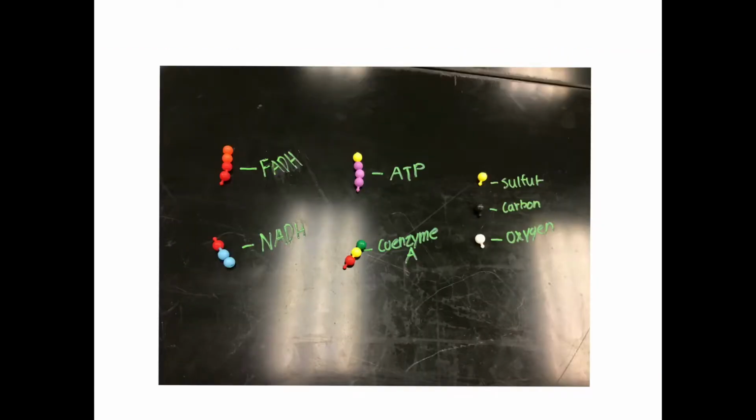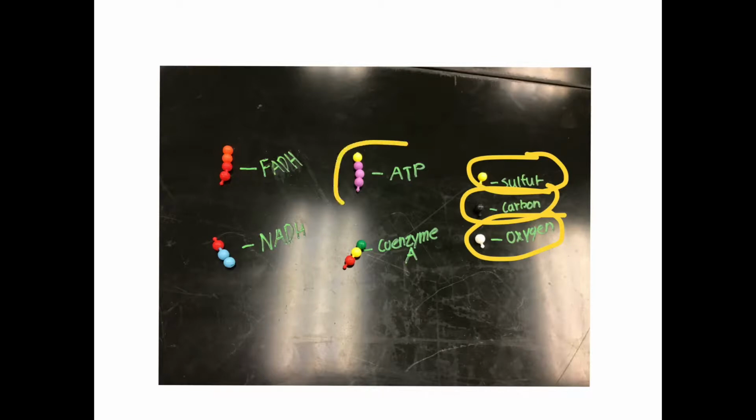So here are the beads that we will use for each element. The yellow will represent the sulfur, the black will represent the carbon, the white will represent the oxygen, 3 purple, 1 yellow will represent ATP, which in this case is energy for the cells, and the coenzyme A will be represented by red, yellow, and green.